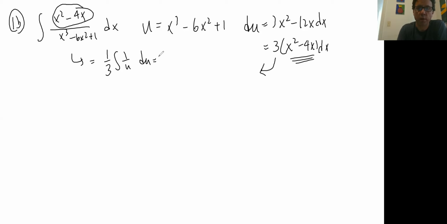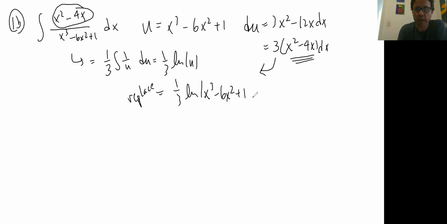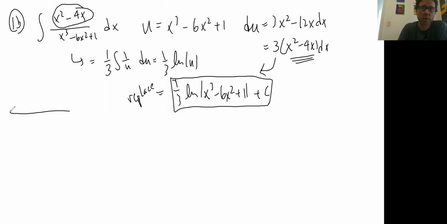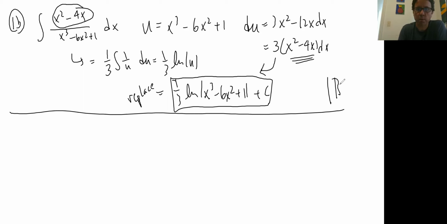And so I get 1/3 of the natural log of u. And then I replace, and I get 1/3 the natural log of all that mess. And technically it's absolute value, but we're just going to leave it in. So that's the answer to part B. Integration by u sub.